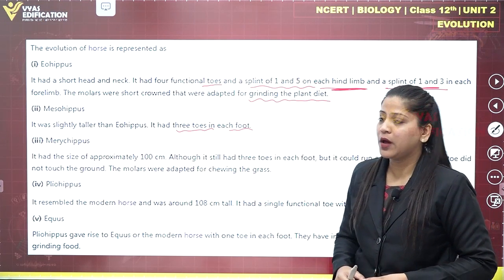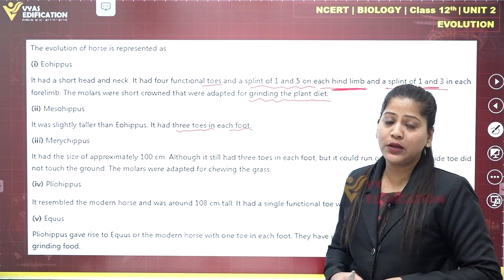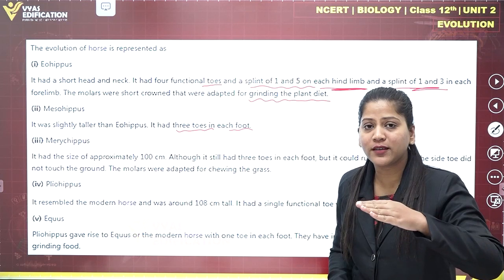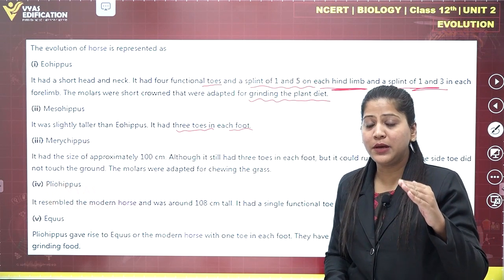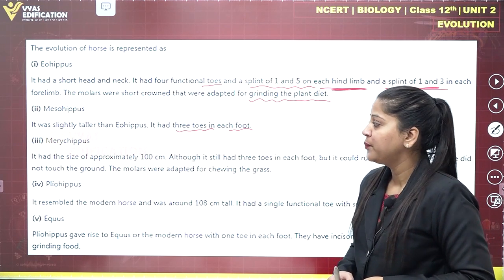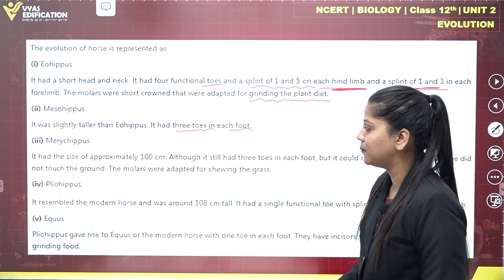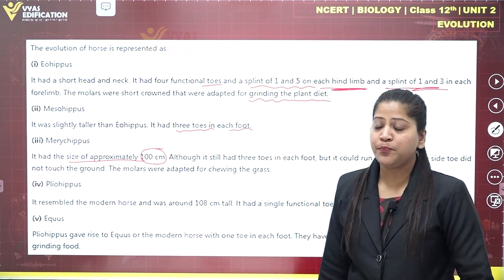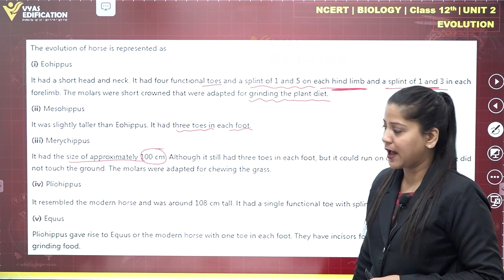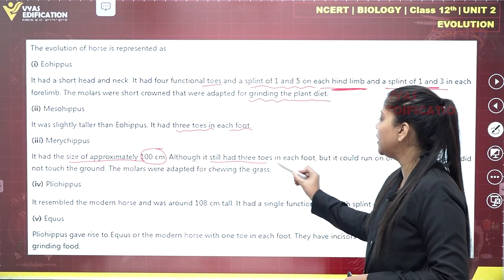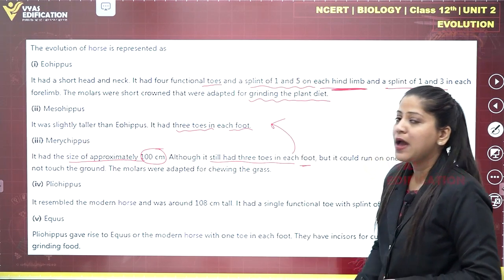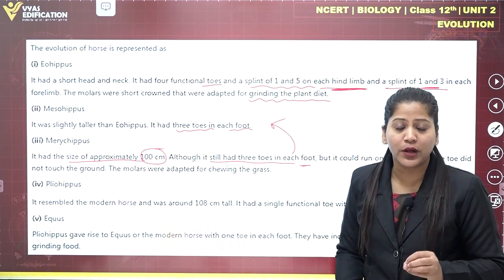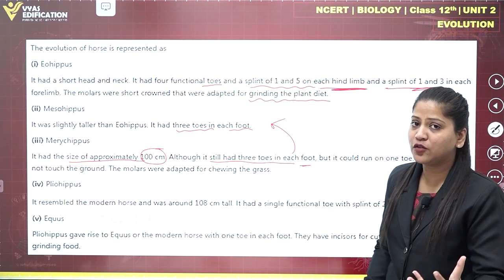Then after Mesohippus, the organism evolved during the evolution of the horse was Merychippus. Now, let's talk about the characteristics of Merychippus. It was approximately 100 centimeters in size, and although it still had three toes in each foot, just like Mesohippus.